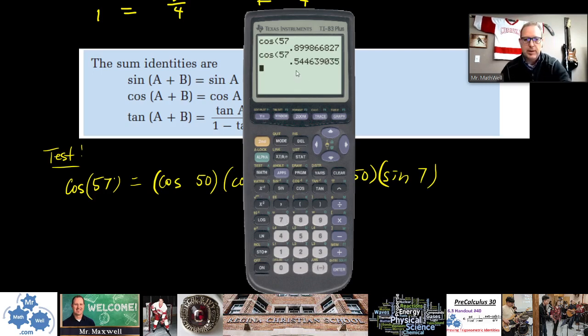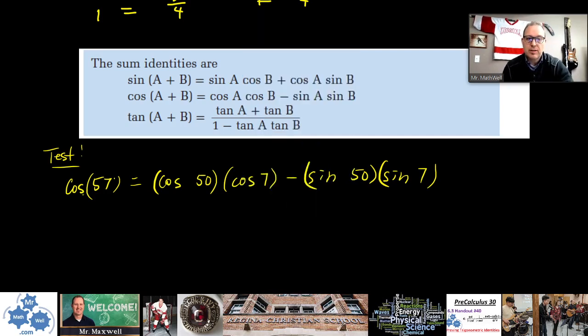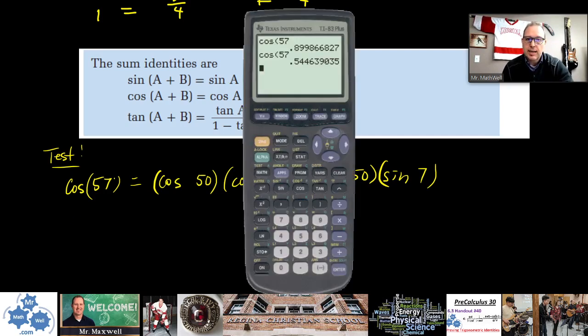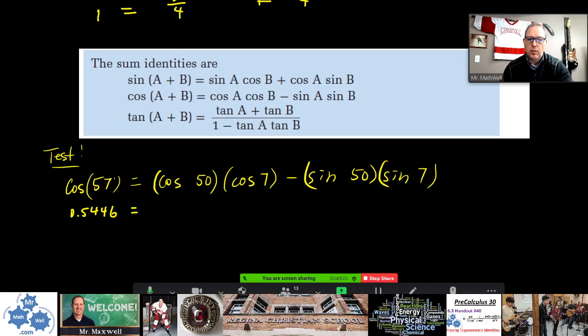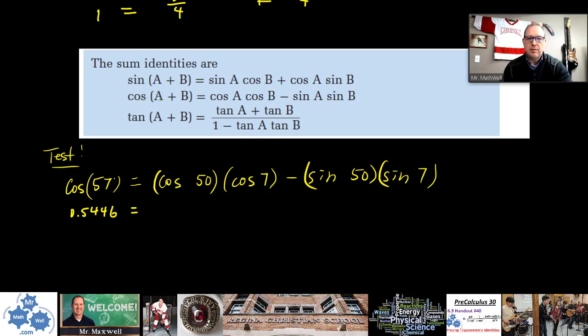Very different. Okay, so cos of 57 degrees is, what was that? 0.5446. Okay, so 57 is made up of 50 plus 7. So that's why I have A is 50, B is 7. So for cos, it's cos cos minus sine sine, and we flip the angles there. So I've got this set up according to this sum identity, okay?